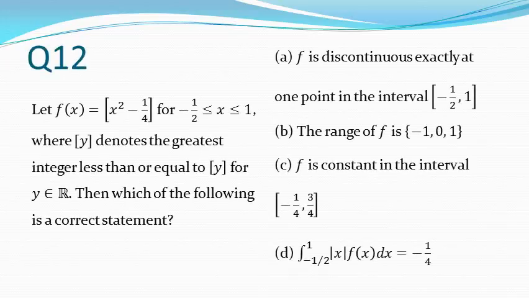Take a moment to read the question. So f of x is the greatest integer of x squared minus 1 by 4 in the closed interval from minus half to plus 1. And we have to find out which among the given 4 options is correct for this function.